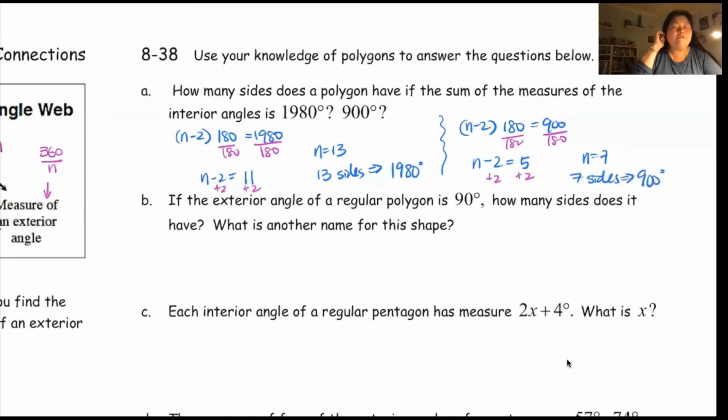Remember, you've got to read what is asked of you. If it's asking for each interior angle, you then divide it by n. If it's just asking for the sum, you don't need to divide by n.